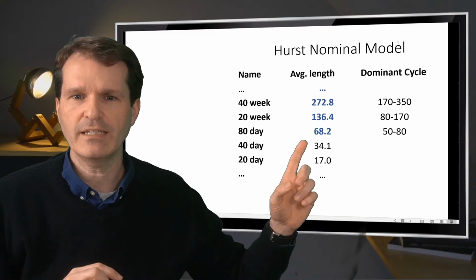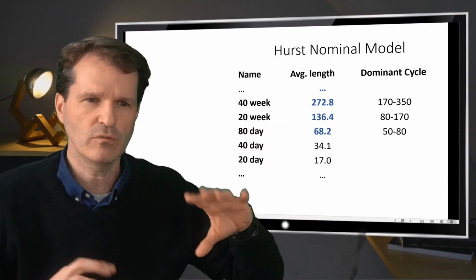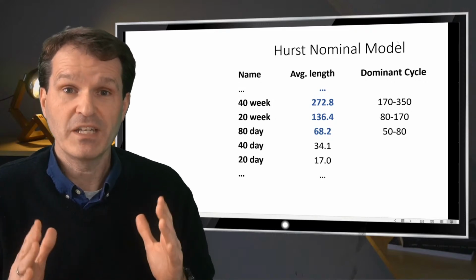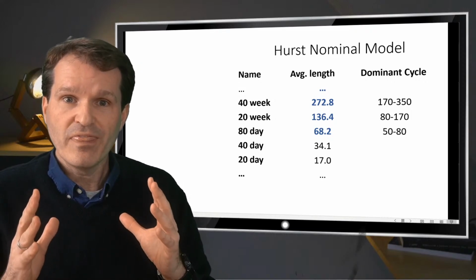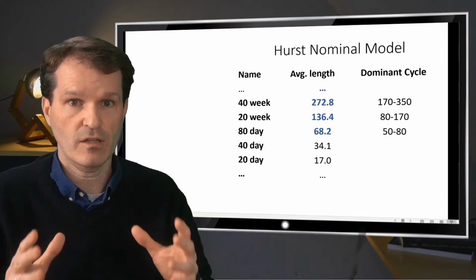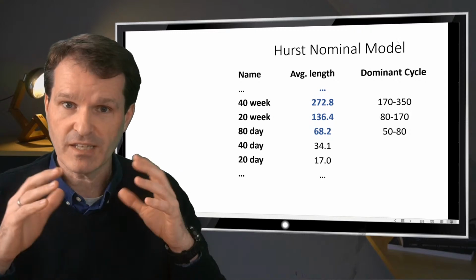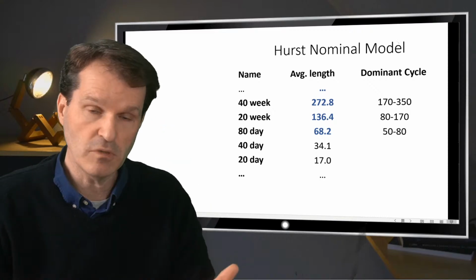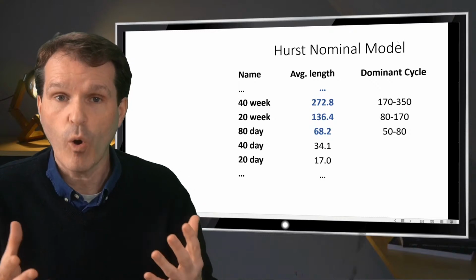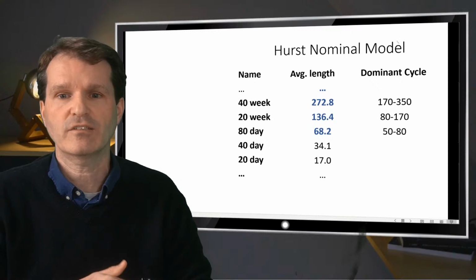So the 80-day cycle has an average length of 68.2 days, and you know, from the dynamic nature of cycles, there will never be a fixed cycle of 80 days or 68.2 days on the chart. Because the cycle is dynamic, it might be 70 days, it might be 62 days, it might be, I don't know, 89 days. And it's always then the nominal cycle of 80, named 80-day cycle with an average length of 68.